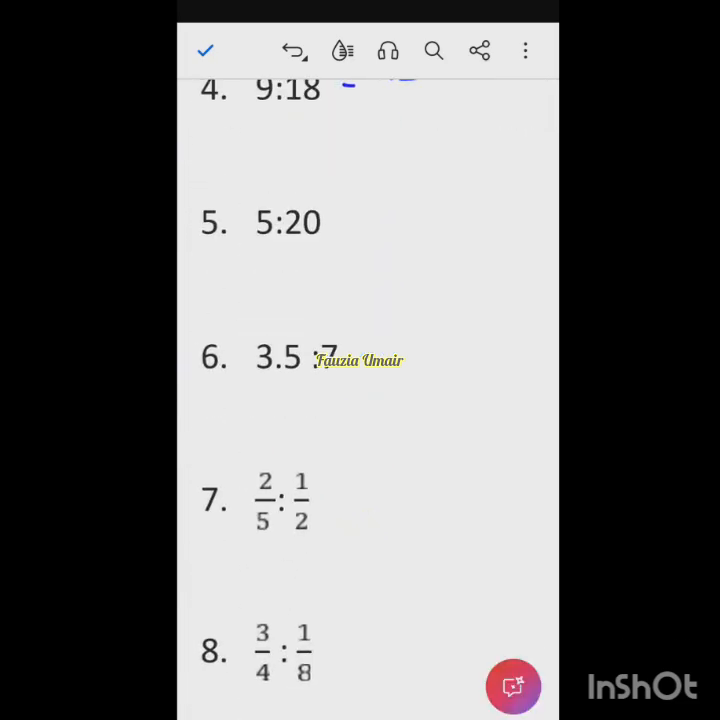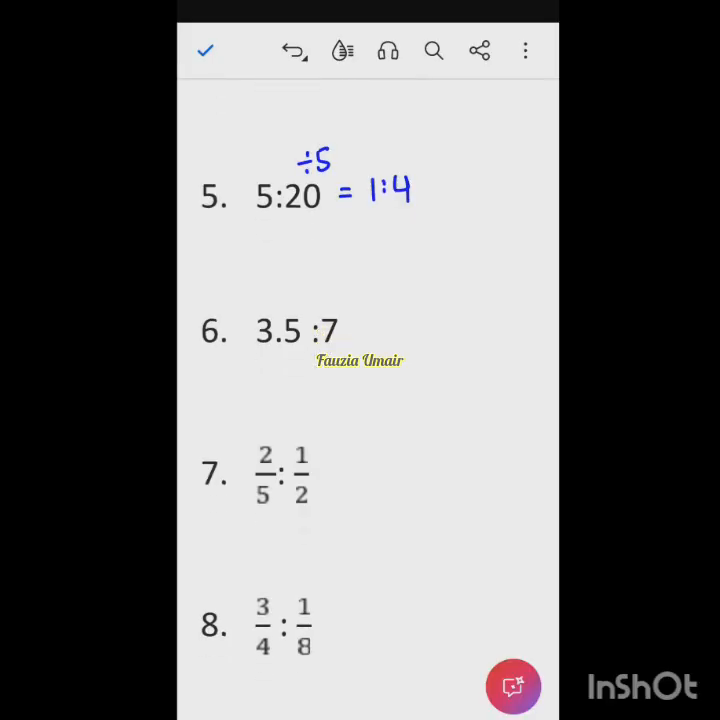So now comes the next question. The first 5 questions are really very easy. So this is 5:20. With which number can I divide? Ma'am, 5. With 5. So the answer would be 1:4. 1:4, right?